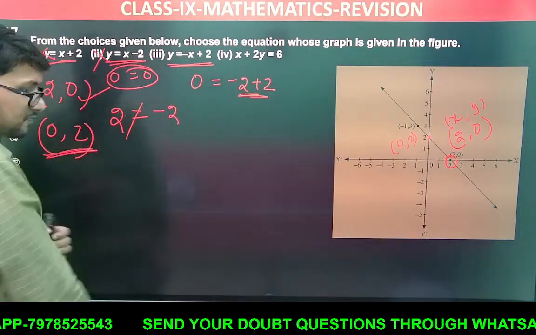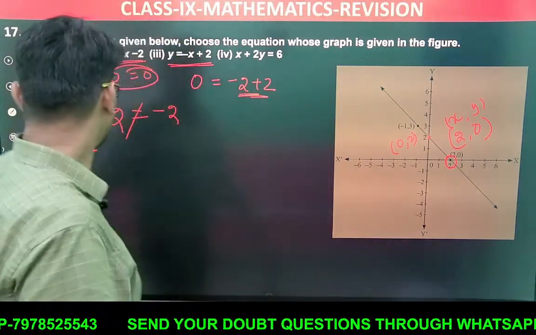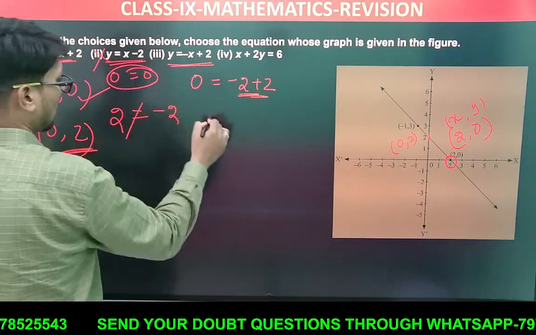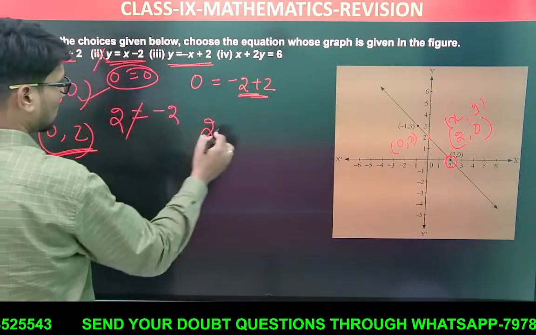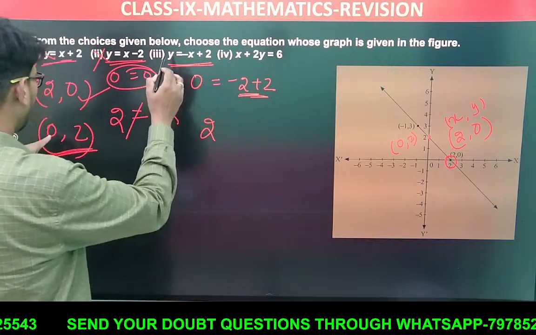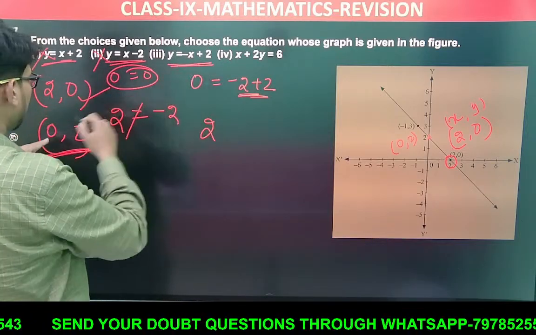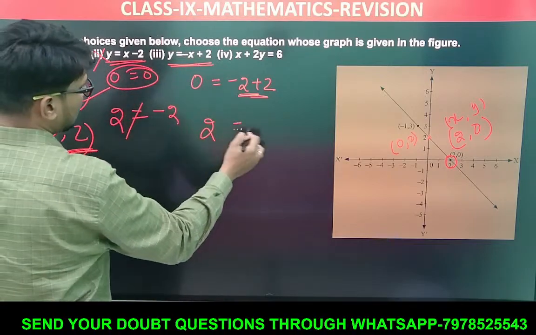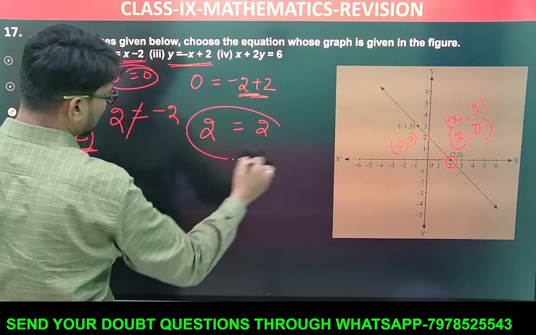0, 2. So here 0 is which one? X is 0. And 2 is which one? Y. Let us see, 2. And I am replacing which one? X by 0. 0 minus 0 is 0. So which is left? 2. So therefore this is correct.